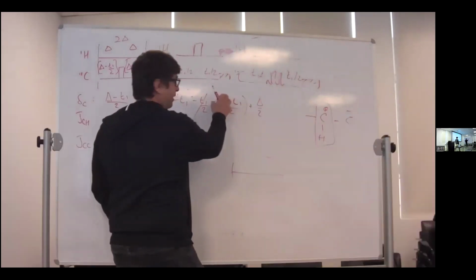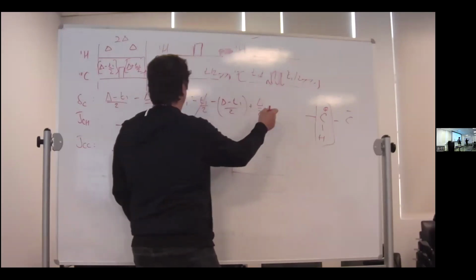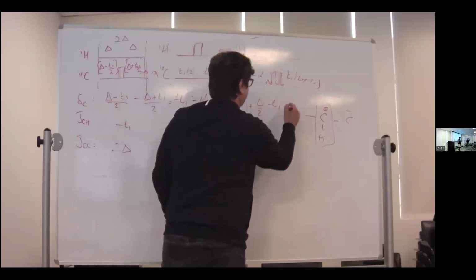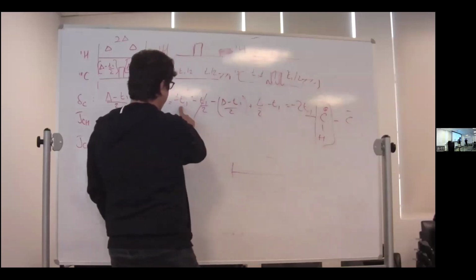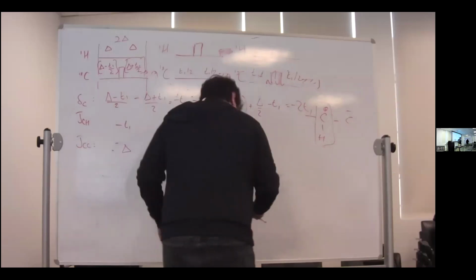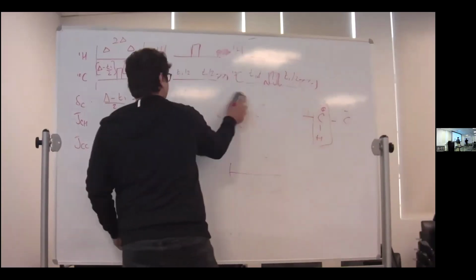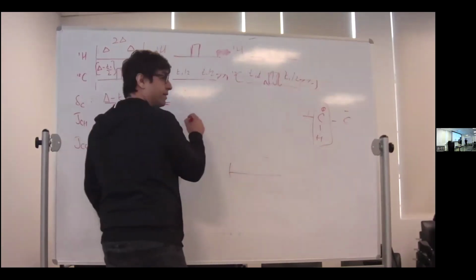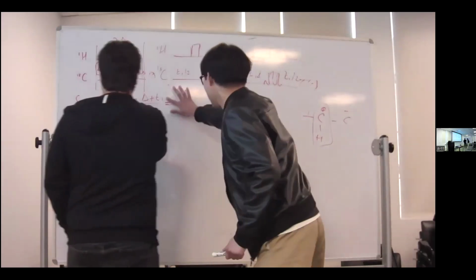Because the minus delta over two cancels with that, and I get minus T1 again, so I get minus 2T1. Or am I, so there's a minus T1 here. Let's do it correctly. Tell me what I'm supposed to write. Minus T1 over 2. No, right, minus T1, right here. Yeah, sorry.